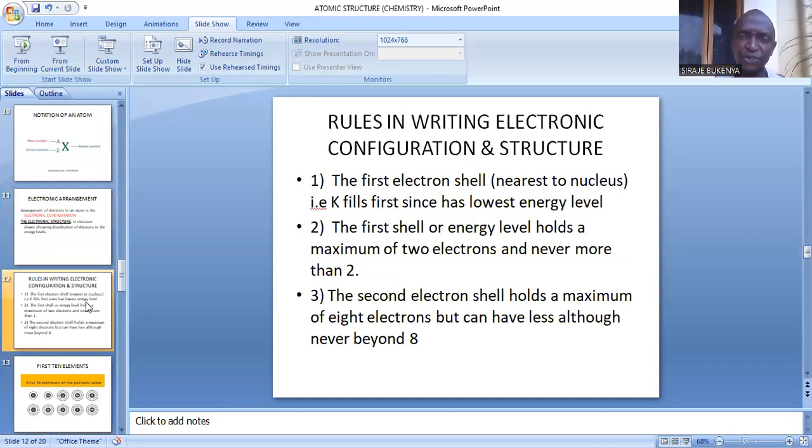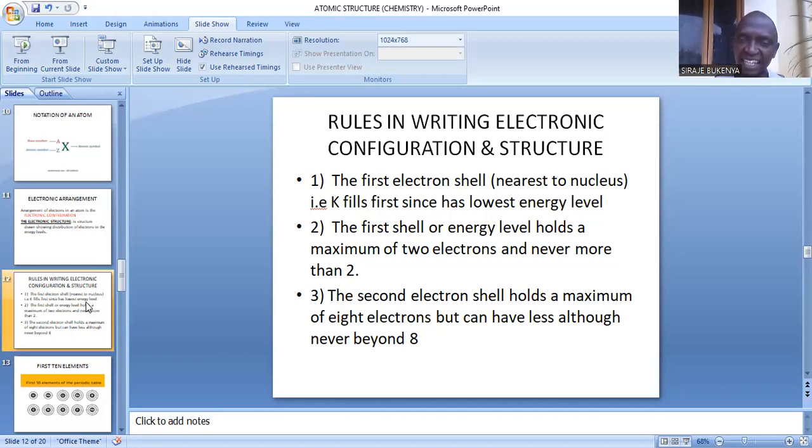What rules can we use in writing electron configuration or drawing the structure? The first is that the first electron shell, the one nearest the nucleus, is filled first before you can go to another energy level, because this is our first, the lowest energy level, the K. We call it the K. And that shell will have a maximum of 2. We talked about that one. We call it the duplet.